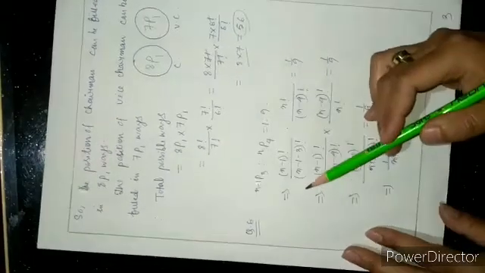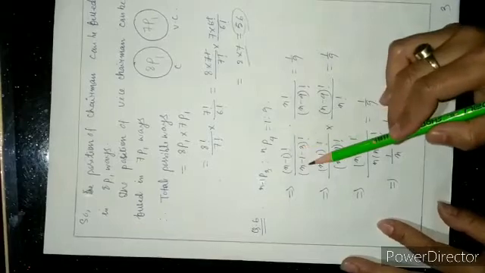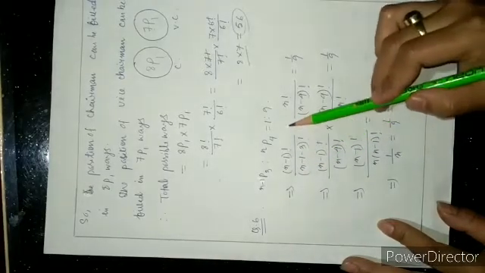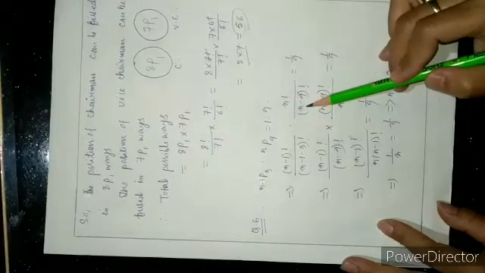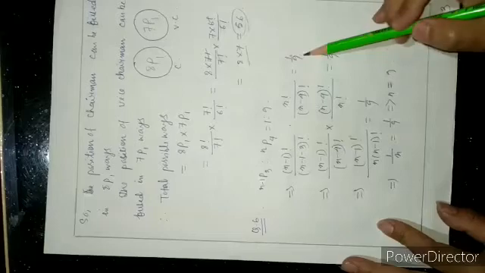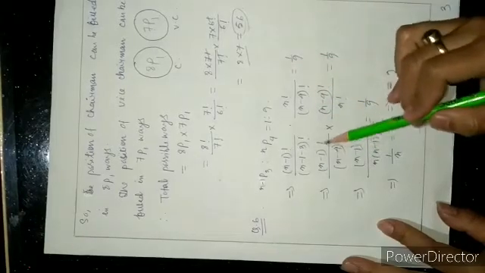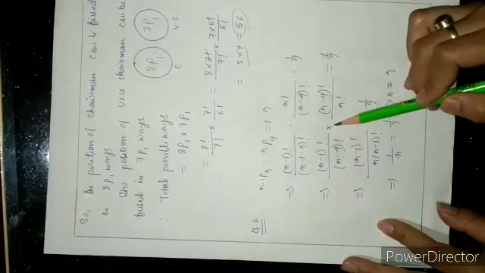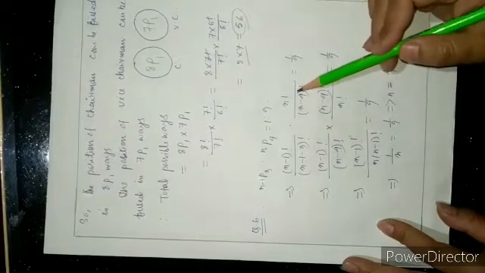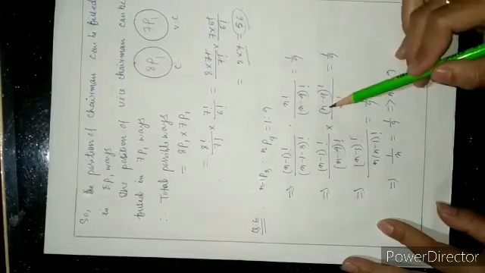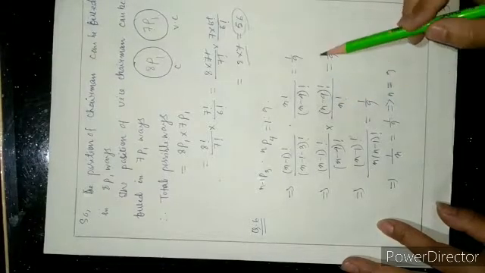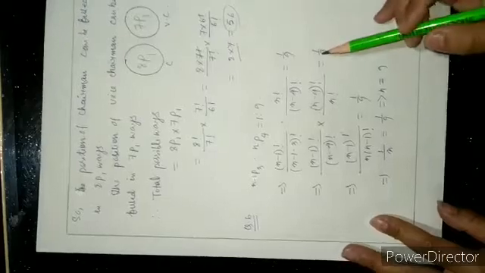Expanding, n minus 1 factorial divided by n minus 1 minus 3 factorial is to n factorial divided by n minus 4 factorial is equal to 1 by 9. Taking the reciprocal of this expression, n minus 4 factorial divided by n factorial, which is equal to 1 by 9.